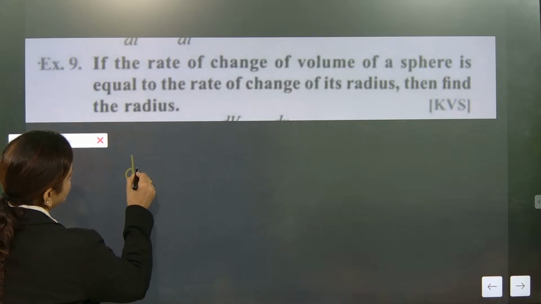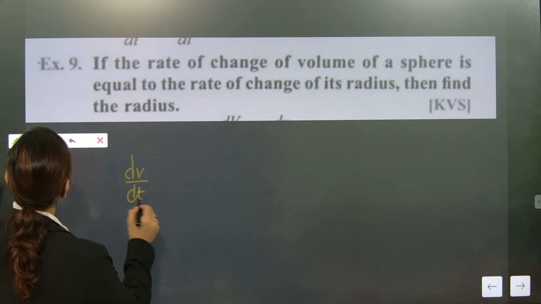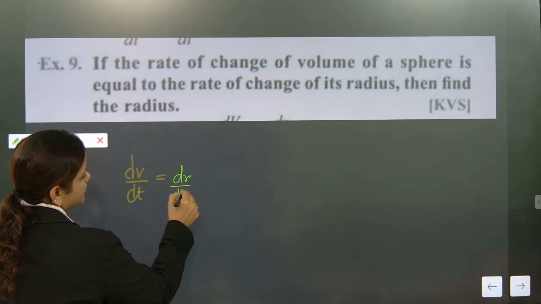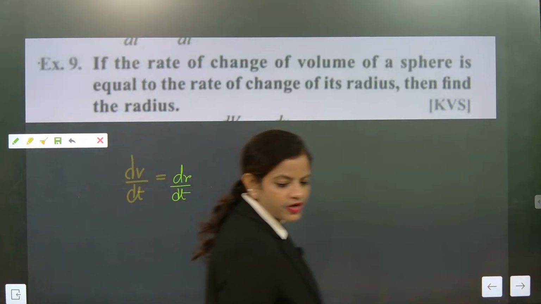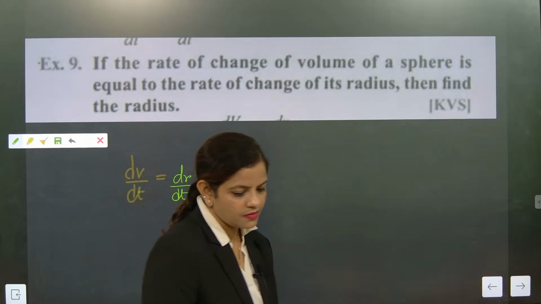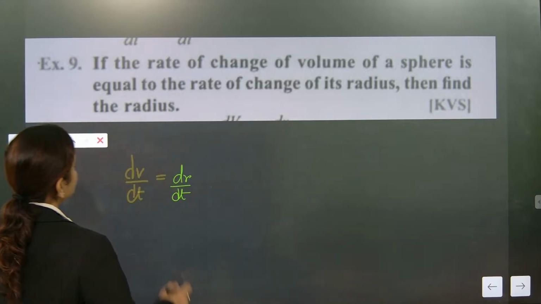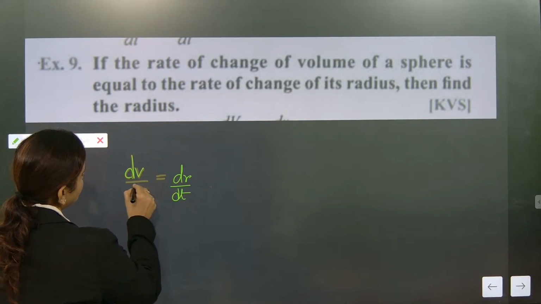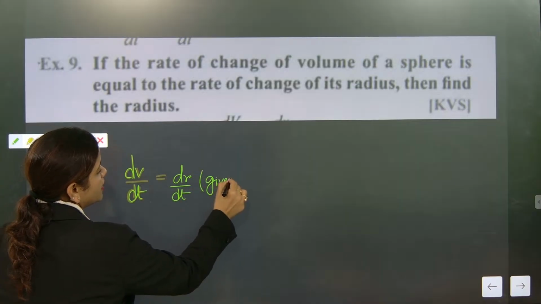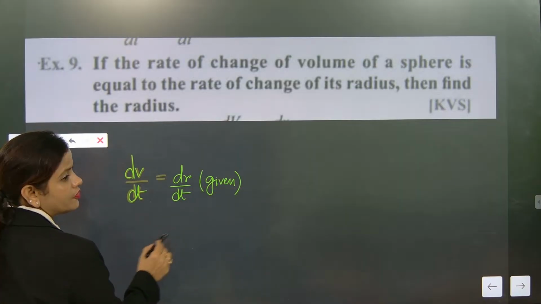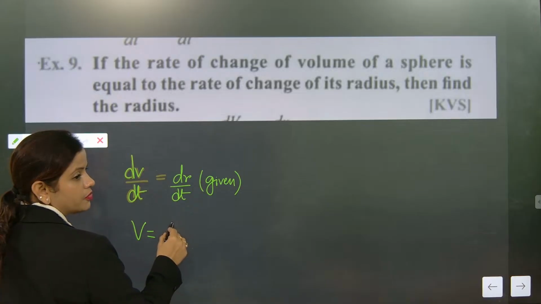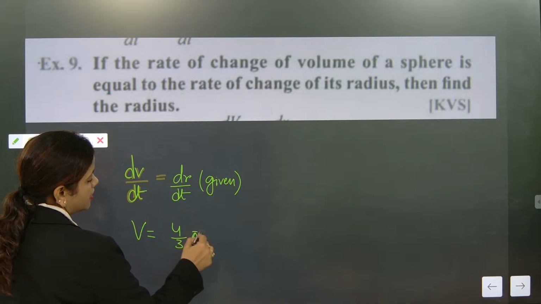They gave that dV by dt, the rate of change of volume of the sphere, is equal to dr by dt. This part is given to you. Now, what is the formula for the volume of a sphere? Volume of a sphere is equal to 4 by 3 pi r cube.